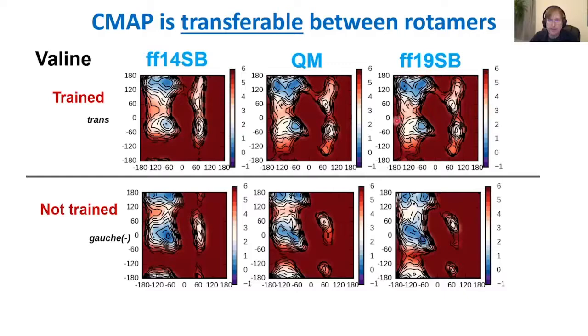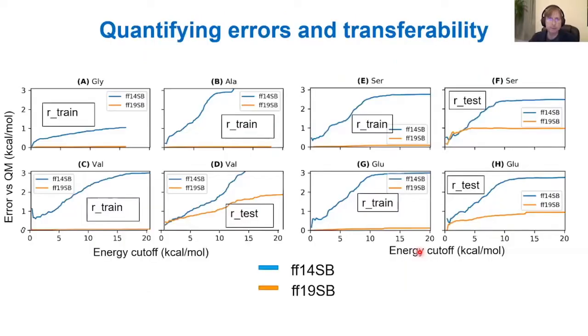And so this is our training data in the top, but you can see when we change the rotamer that we reproduce those differences in the backbone potential pretty well, showing that CMAP is going to be transferable from one rotamer to another. And we did that on quite a few amino acids. So I don't think that these CMAPs are very sensitive to the rotamers.